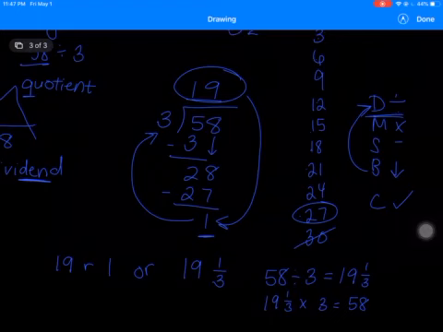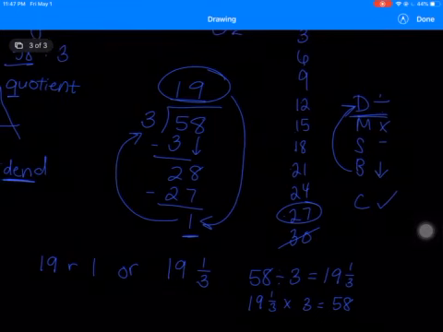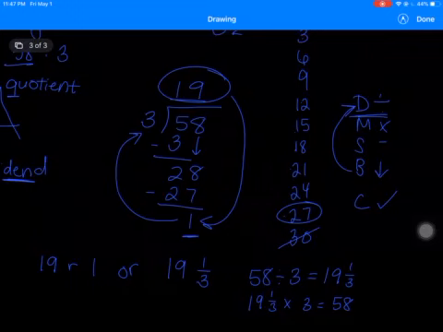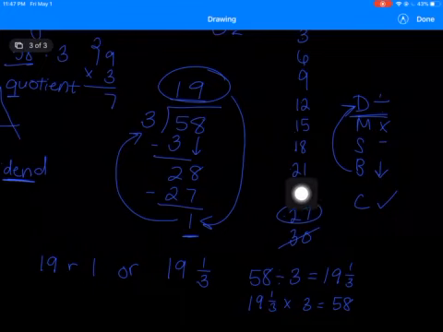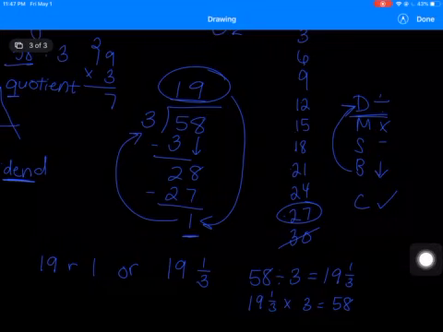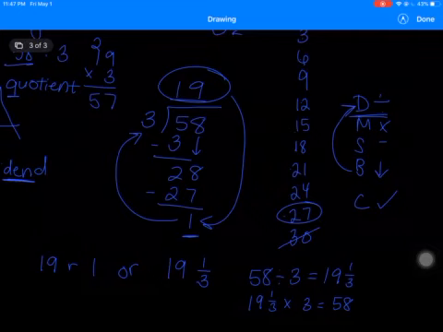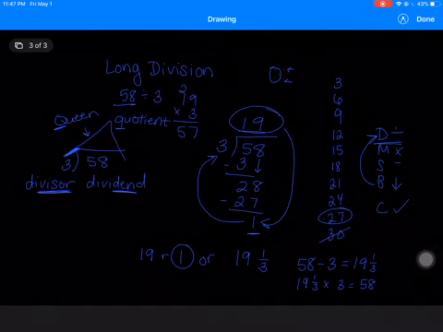So if I check this answer, I could say just 19 times 3. And if you haven't seen my multiplication videos, you can go check those out as well. 9 times 3 is 27. Again, we can use our skip counting off to the side here. 3 times 1 is 3, and I'm going to add 2, and I get 57. 57 is really close to 58, and if I have 1 left over, then yep, that works, because I'm 1 away from 58. So now I've checked my work, and I know that I'm right.